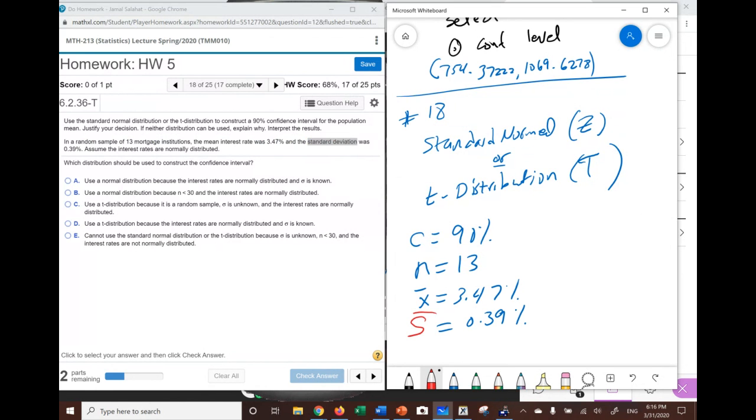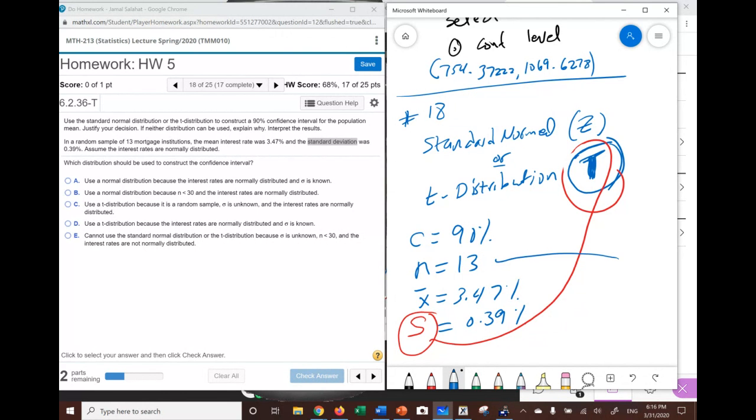Now, if it's an S, automatically we're going to go to the T. So this will be a T, not a Z test. So it is a T test, not a Z test. Another thing we have to remember is the sample size is very small. It is obvious in statistics that when the sample size is small, we rely on T more than Z. Okay, but let's go back in here.